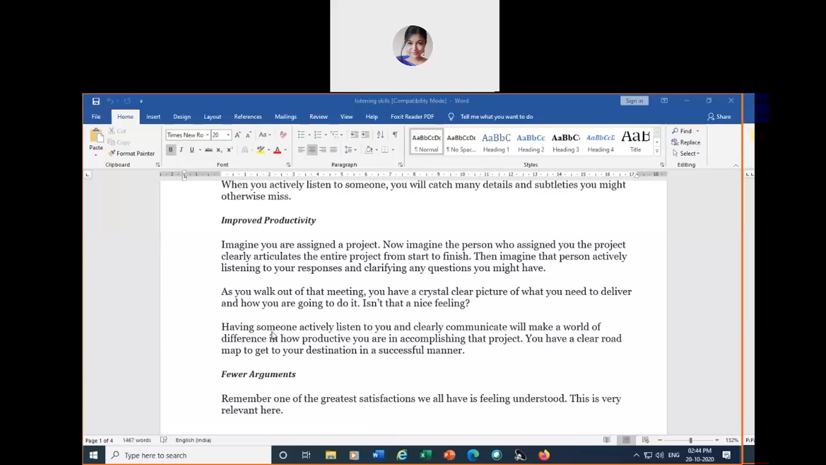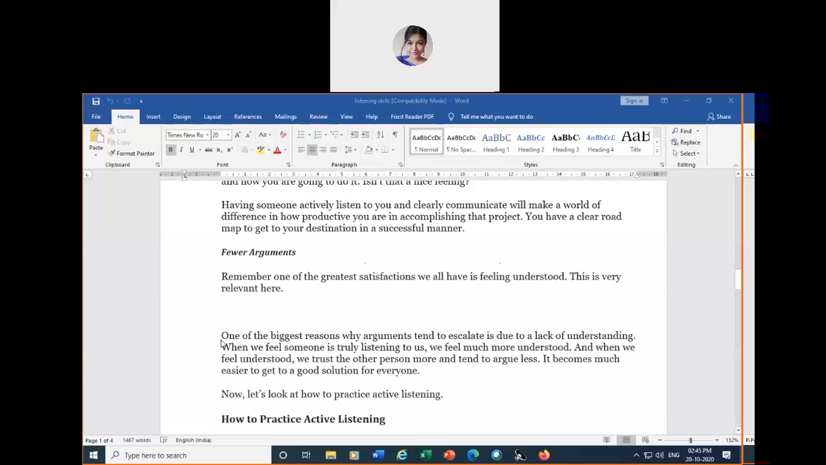The result, productivity, is what matters, isn't it? So you won't be able to increase that productivity, there won't be a good outcome, and you won't be able to deliver it properly. Okay, so that is why active listening is very important, in order to have a crystal clear picture, in order to work properly, and in order to deliver it properly.